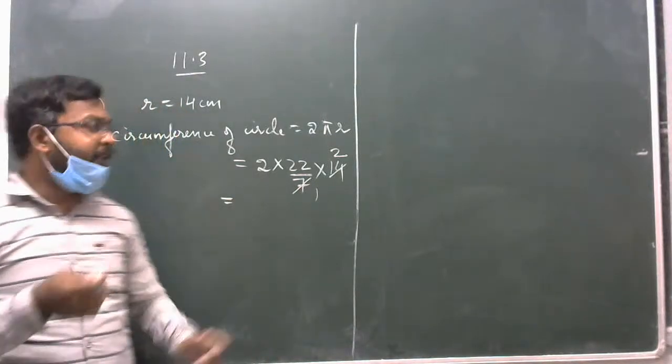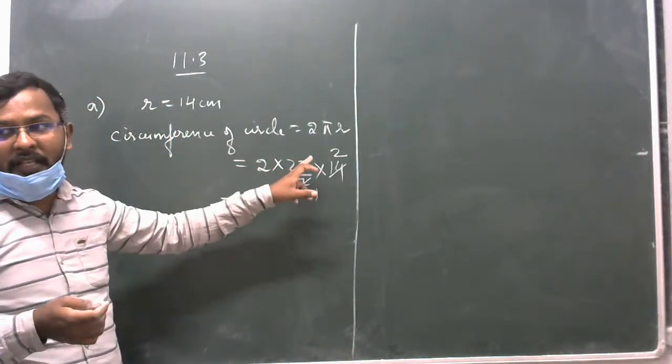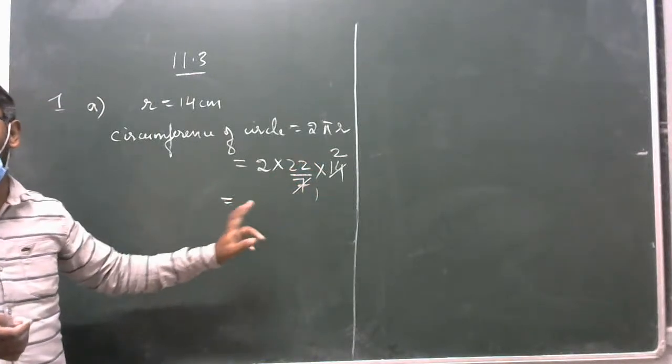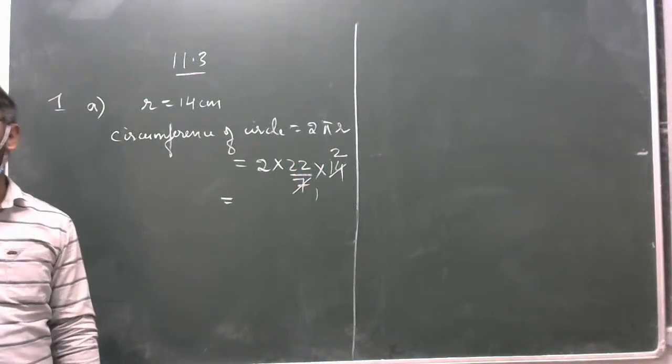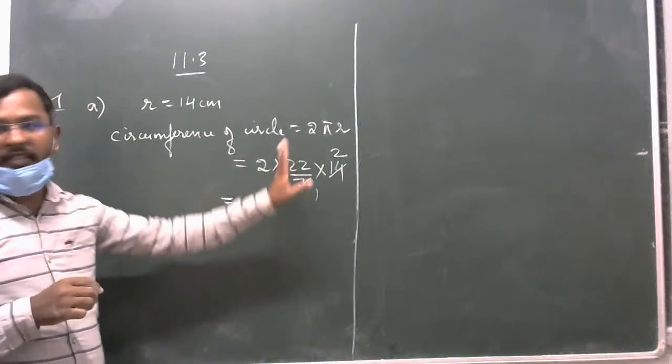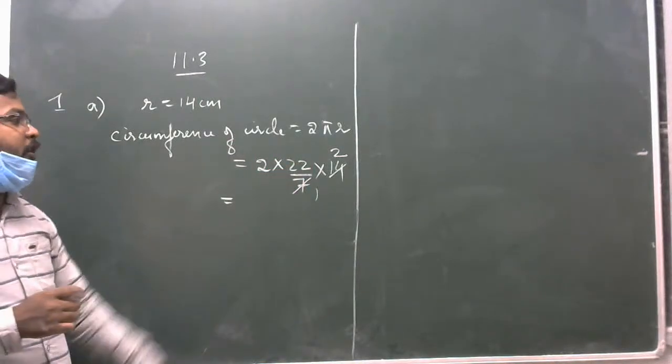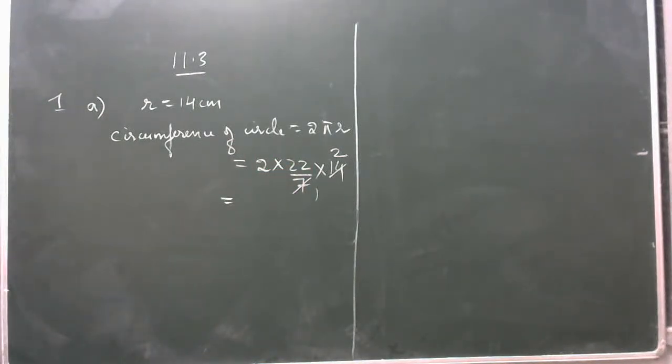When can we cancel them? When a number is in the numerator and another number is in the denominator, then only we can cancel. Now we cannot cancel them. So just multiply 2 into 22 into 2. How much do you get? 88.